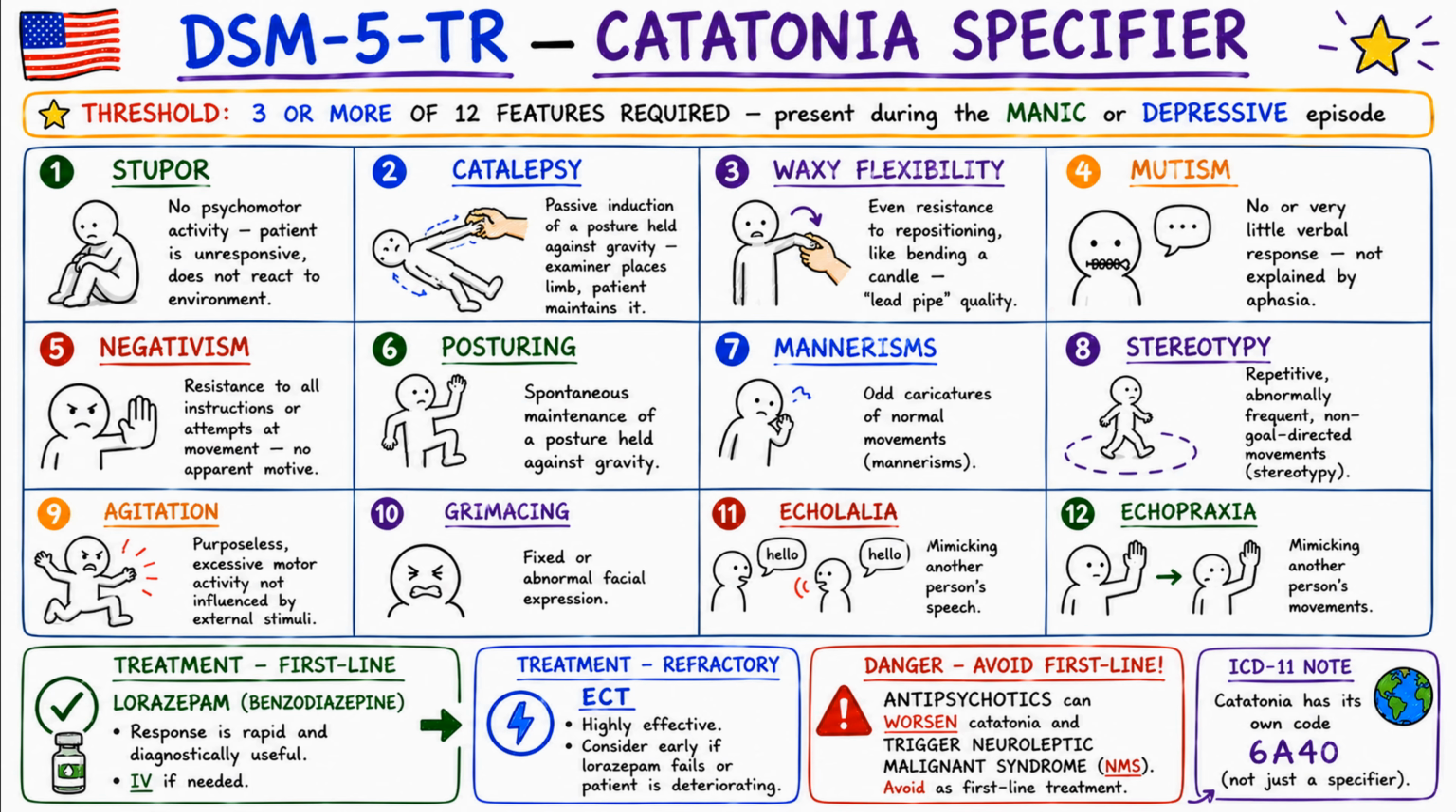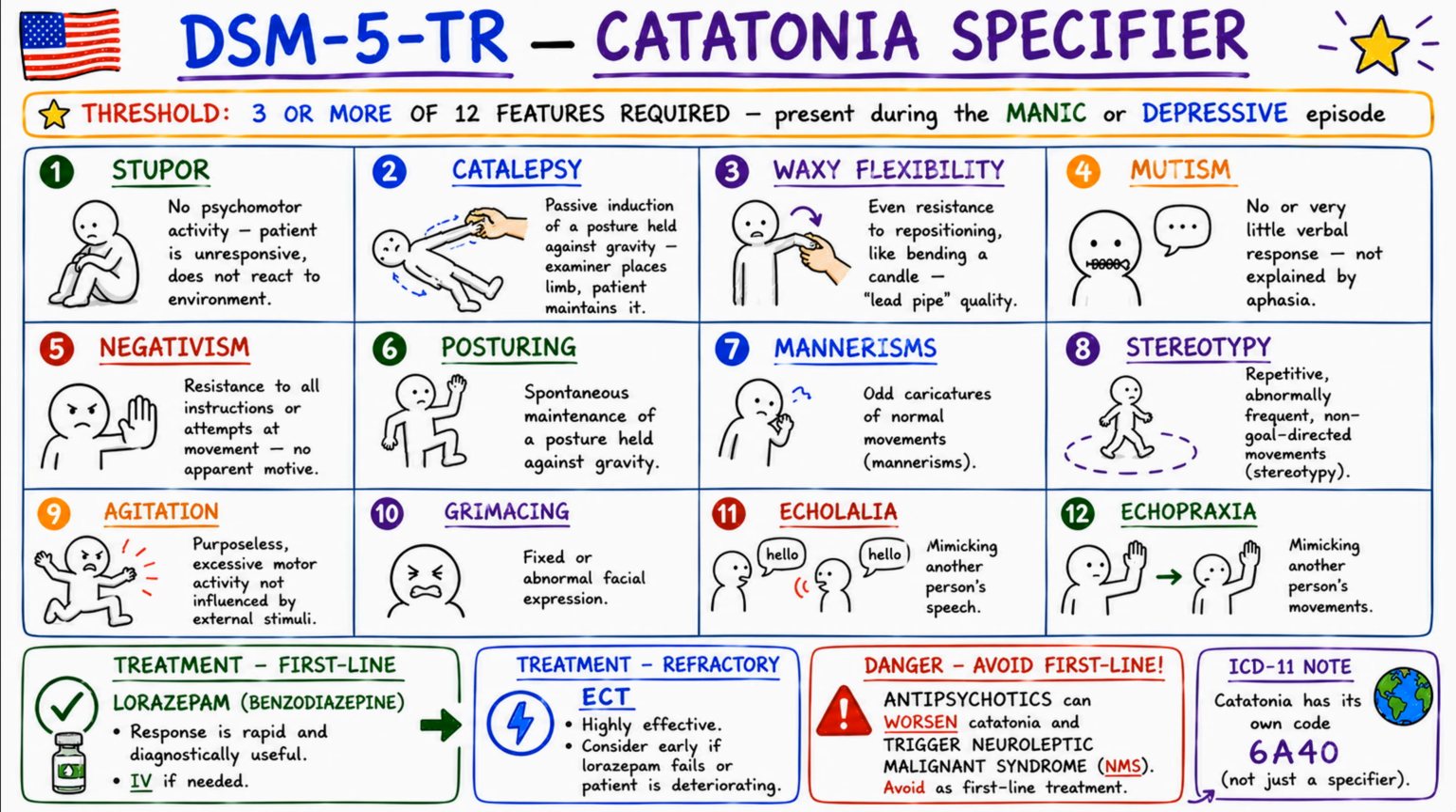Then on the other end of the spectrum, catatonic agitation. The patient is in constant frenzied motor activity that doesn't have a goal or purpose. The 12 features range across this whole spectrum from complete stillness to constant movement. 3 of 12 is the threshold.